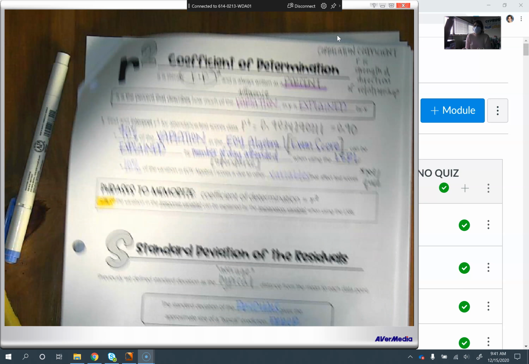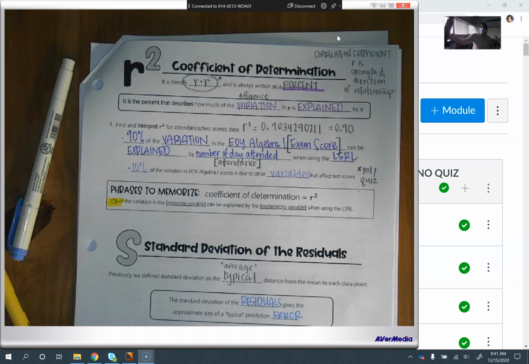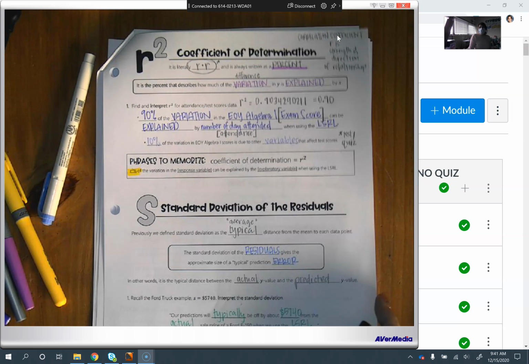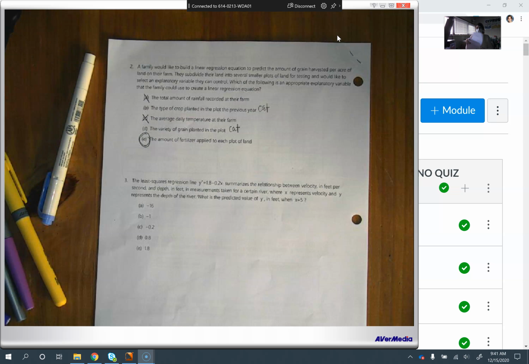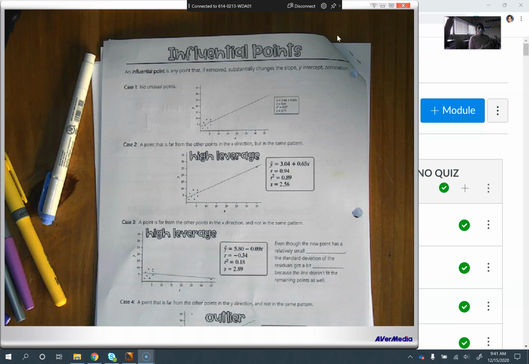Okay, so we have looked at or practiced a couple problems on r squared and s. And now what we're going to do is investigate how r squared, s, and our regression line are affected by influential points. Now, I mentioned earlier that we've already seen influential points before, but now that we have some more descriptors for our relationship, we're going to revisit that.